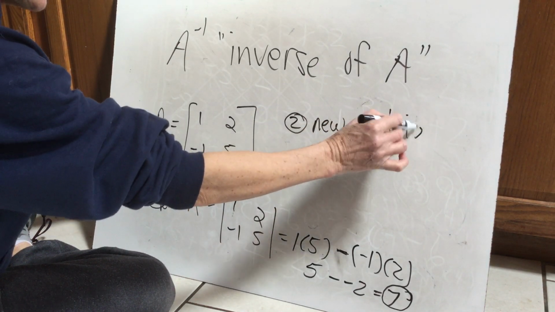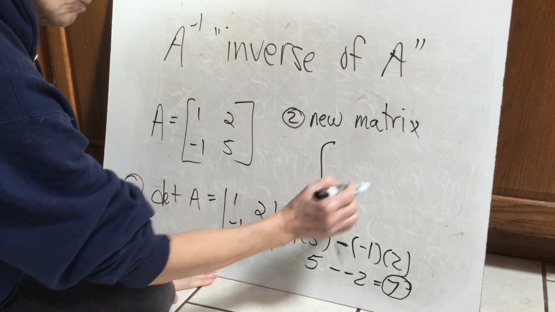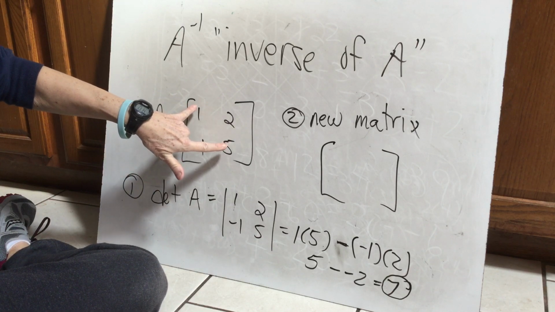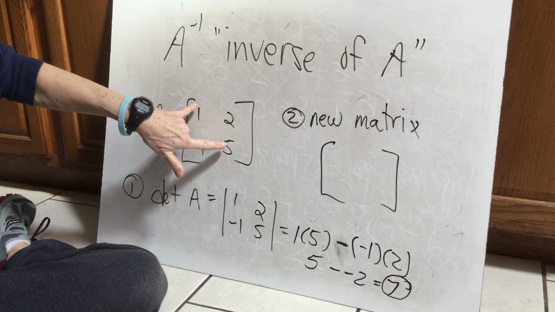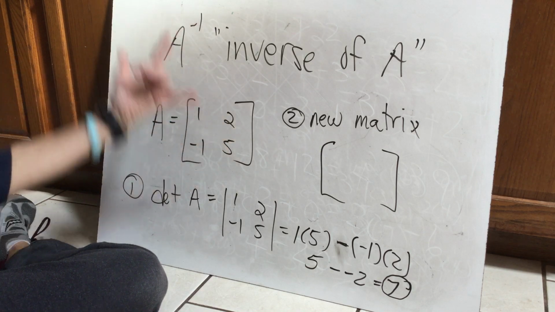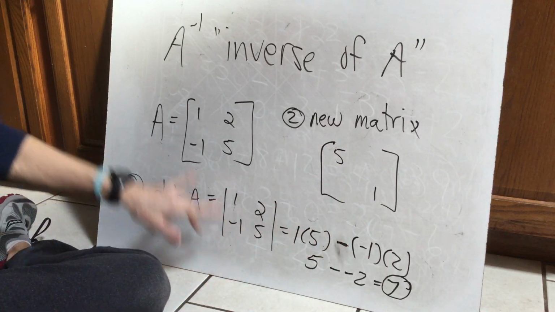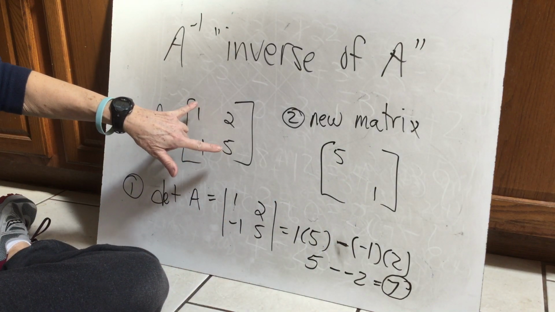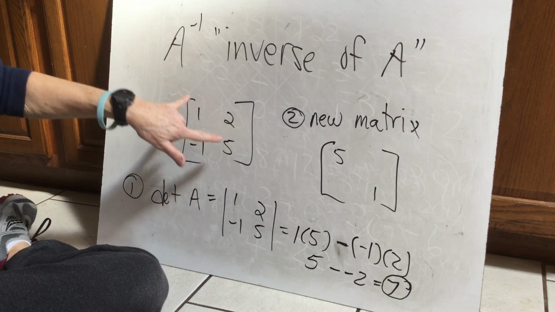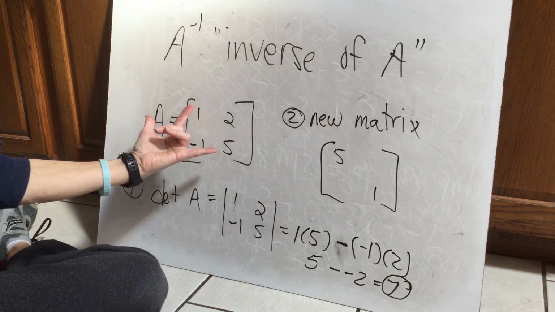And the new matrix is really easy to build. Watch this carefully. We take these two numbers right here. Look where my fingers are. These two numbers. And we switch them. So the 5 goes here and the 1 goes here. Now there are reasons for all this, but we're not going into it. Just take these two numbers and switch them.